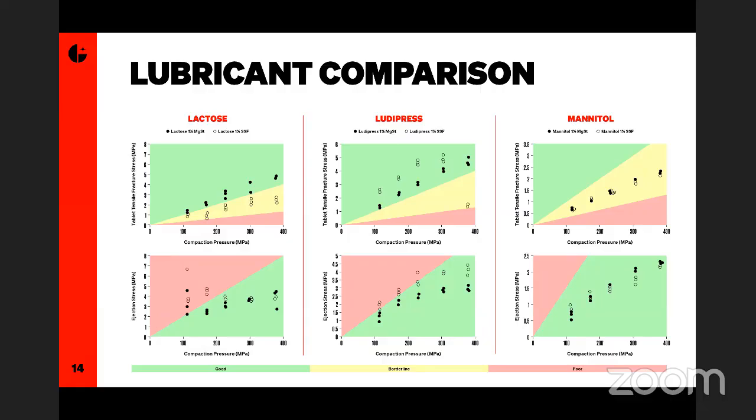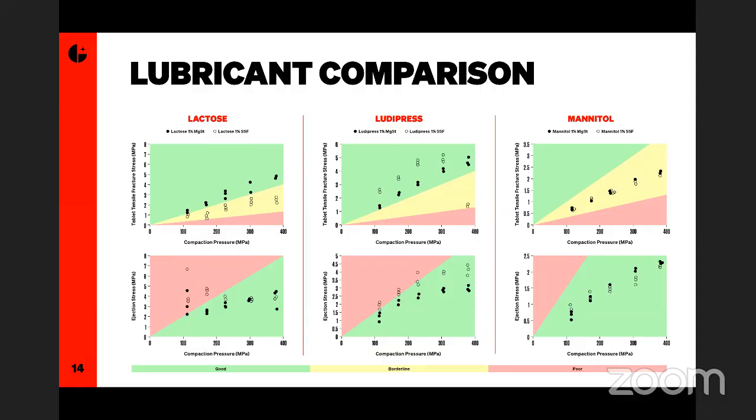The top line of graphs are the tabletability profiles, which are how the tablet strength varies with compaction pressure, and the bottom row are the ejection stress profiles. So these are the assessment of how well the lubricant is actually lubricating the blend. The first two graphs on the left show lactose lubricated with 1% magnesium stearate and 1% sodium stearyl fumarate.